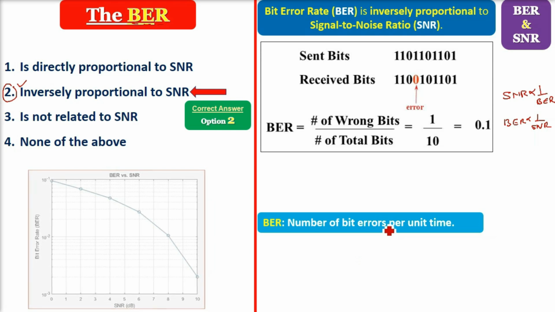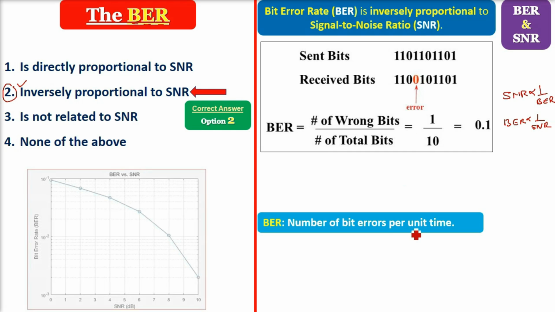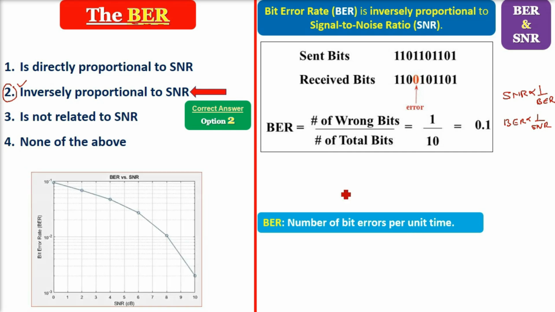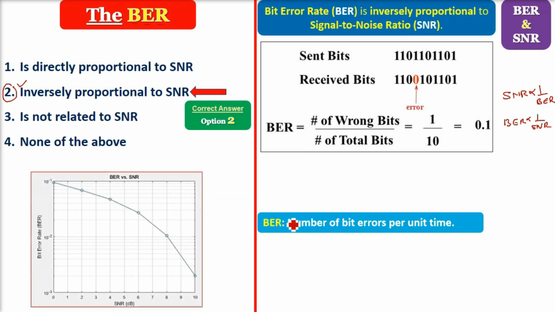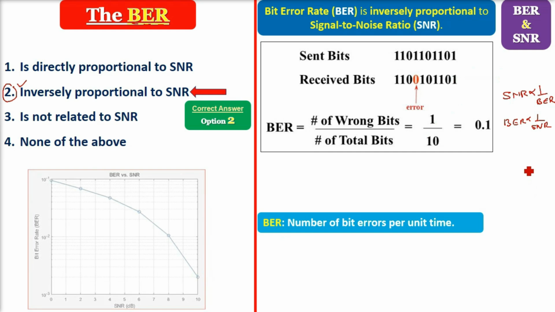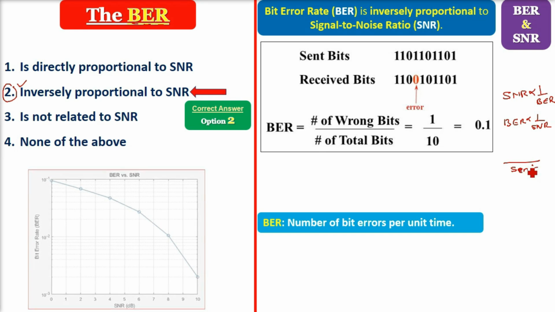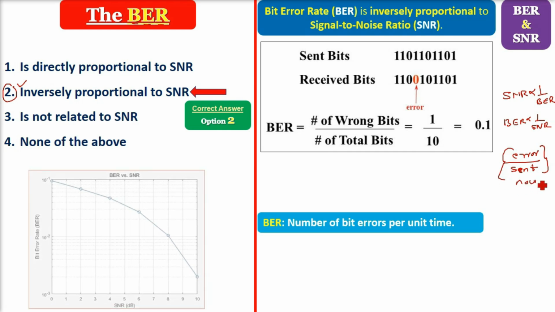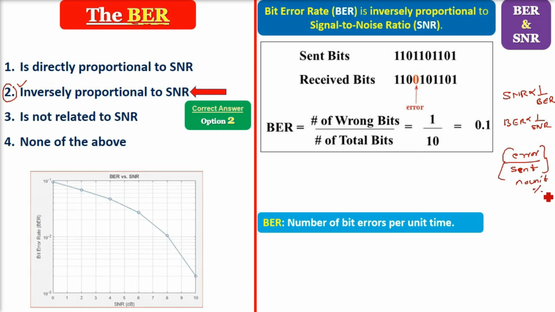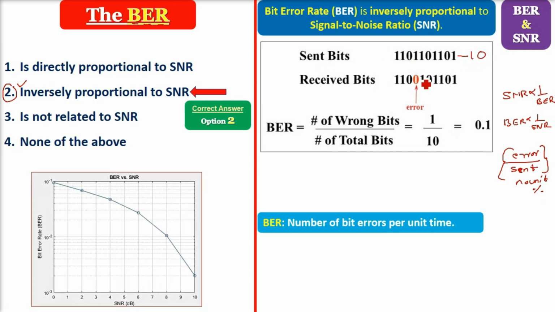What is BER? Bit error rate is the number of bit errors per unit time, or the bit error ratio, which is also known as BER, is the number of bit errors divided by the total number of transferred bits during a studied time interval. So how many are being sent, how many were in error, the ratio is this one. This bit error ratio is a unitless performance measure, and it is often expressed as a percentage. For example, 10 bits are being sent here.